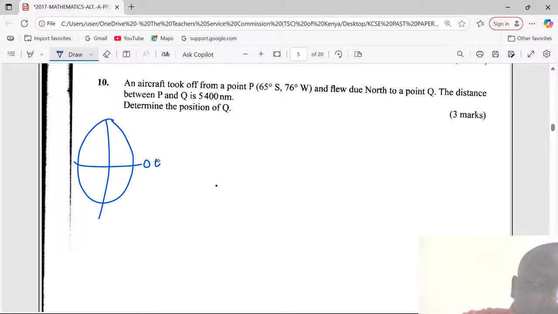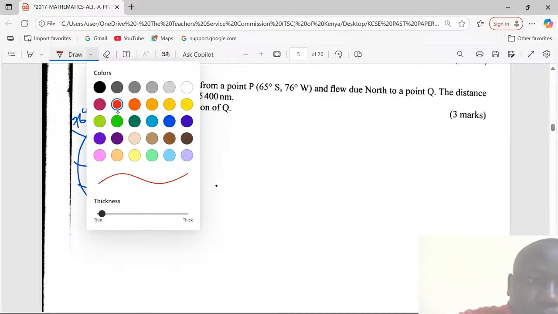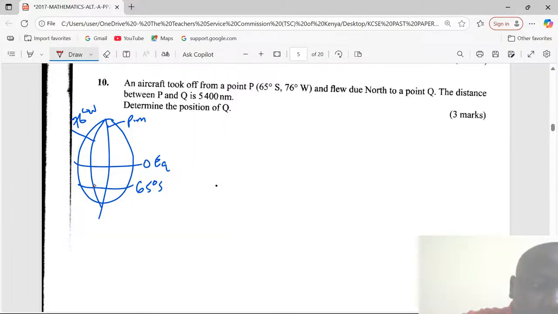0 degrees equator, 0 degrees prime meridian. Now we are talking about 65 degrees in the south, then 76 in the west. 76 in the west that way. So this is the point that we are calling P.